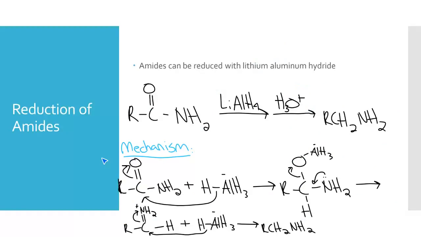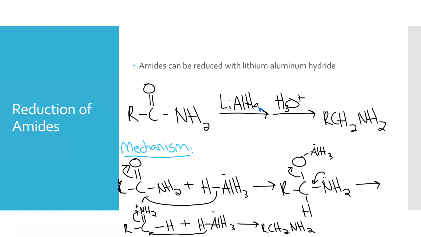So this is taking us way back to the last PowerPoint. Remember when we did reduction of carbonyl compounds with hydride donors? This is another example of that we didn't go over in the last PowerPoint. So this is an amide. An amide is when you have that carbon-oxygen double bond connected to nitrogen.